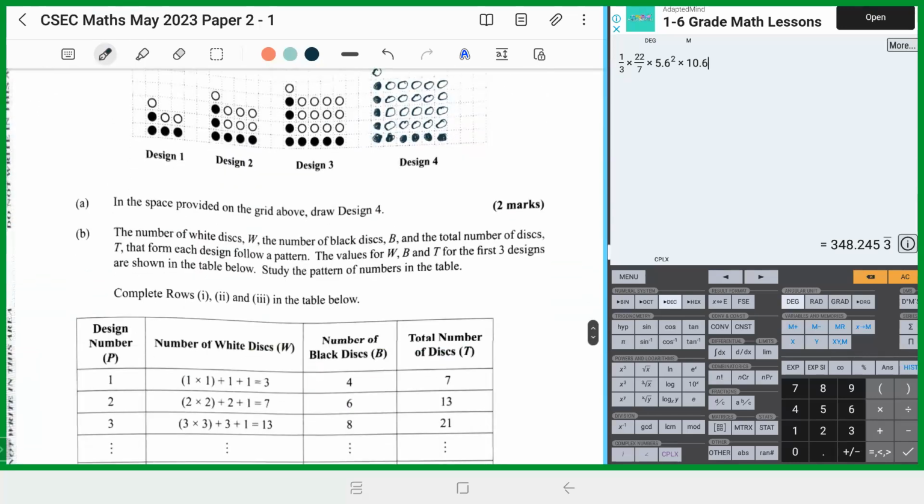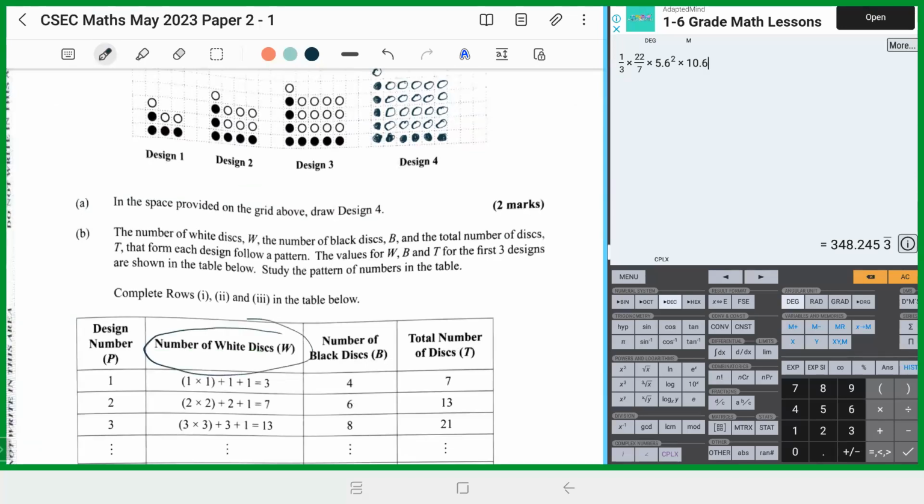All right, so the next question says the number of white discs W right here, the number of black discs B right here, and the total number of discs over here, which is basically the sum of those two. Each design follows a pattern. Clearly, if they follow a pattern in the diagram, then they follow a pattern in the numbers. That's what mathematics is. They follow a pattern in the shape on the diagram, and they will follow a pattern in numbers. That's all the power of math.